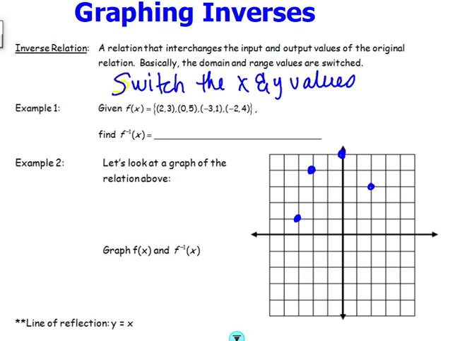Alright, now we're asked to find the inverse. This notation means find the inverse. So we're simply going to switch the x and the y. So (2, 3) becomes (3, 2), (5, 0), (1, -3), (4, -2).